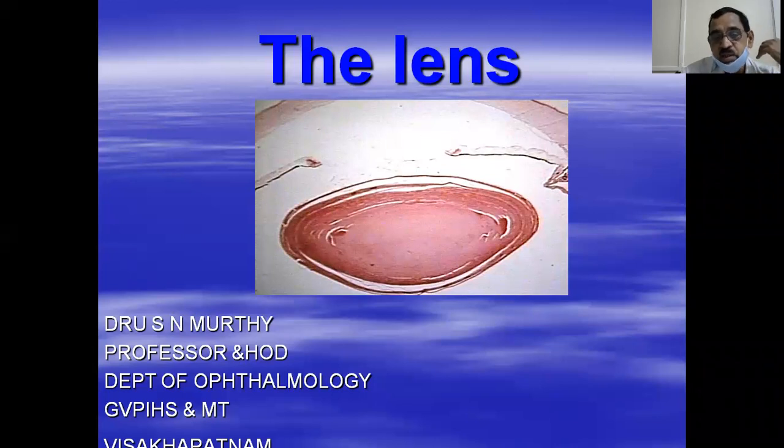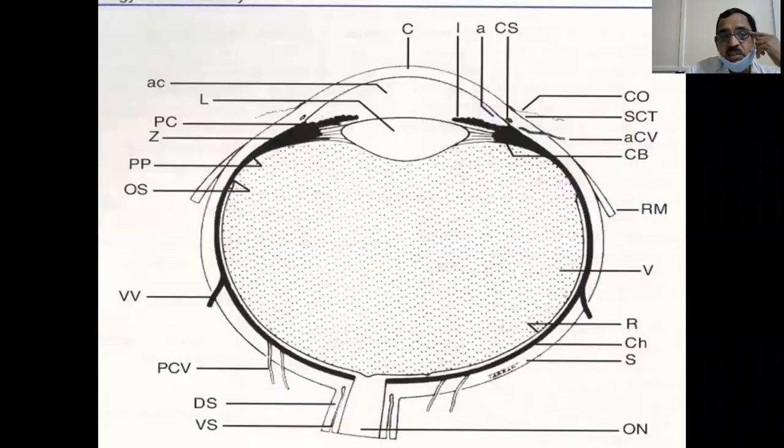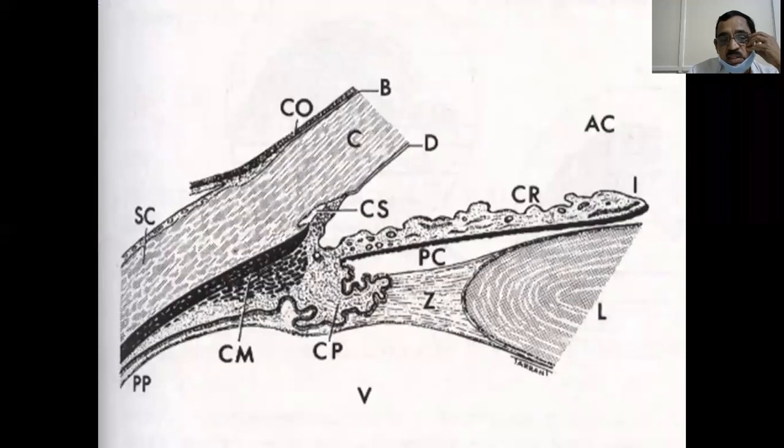Okay, so lens is a transparent crystalline biconvex structure which is placed just behind the iris and in front of the anterior hyaloid face of the vitreous in a space known as the patellar fossa. So this is a diagram depicting the various structures in the eye, and this is the angle of the anterior chamber where you can see a lot of structures.